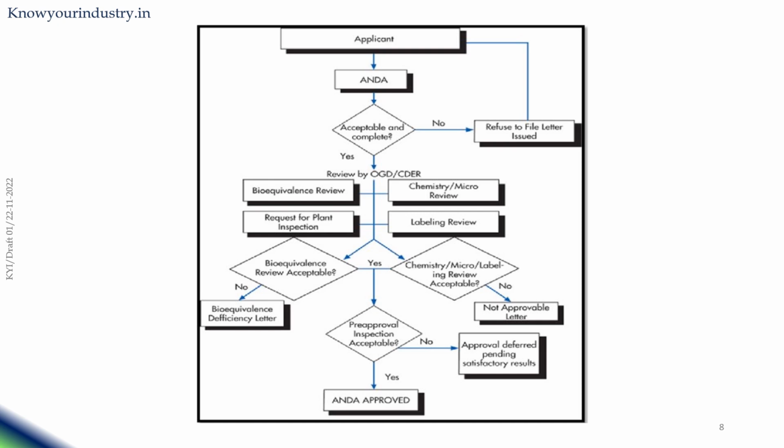After responding to the deficiencies, if everything is acceptable, then it goes for pre-approval inspection. If it is acceptable after inspection, then the ANDA is approved. If not, then approval deferred pending satisfactory results is applied. So this is all about the review process of an ANDA which is submitted to the US FDA.